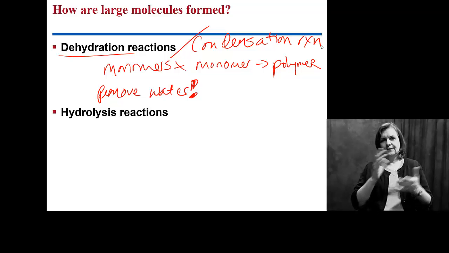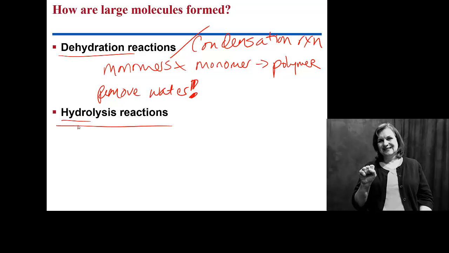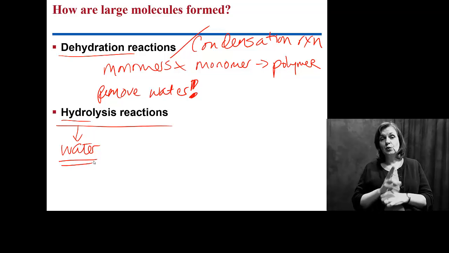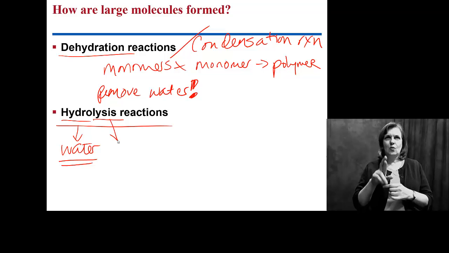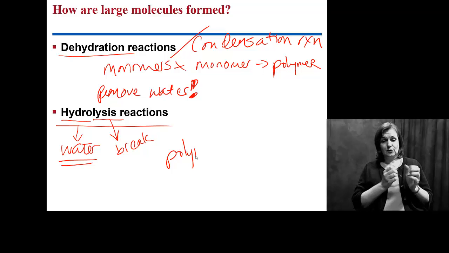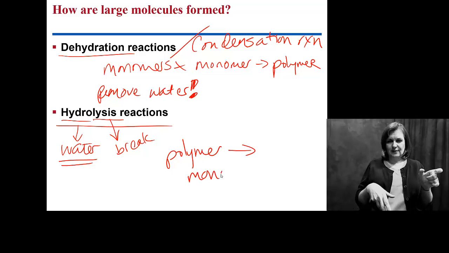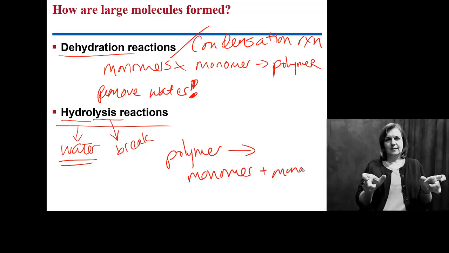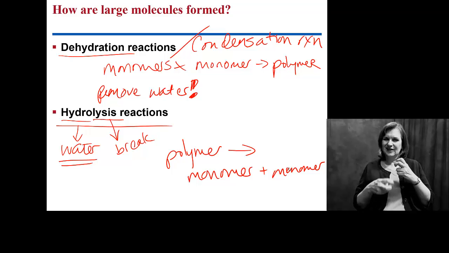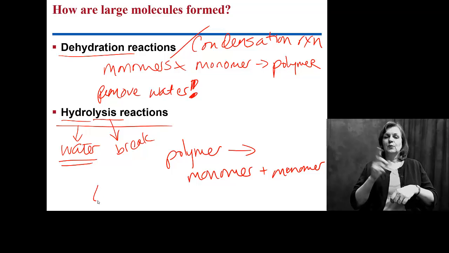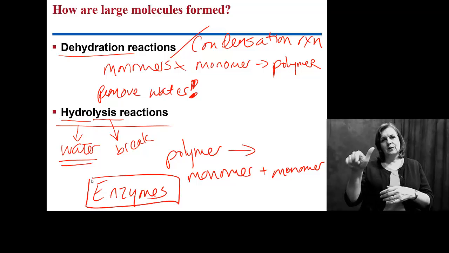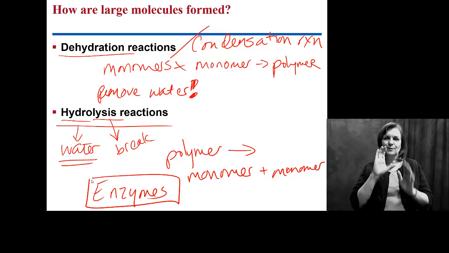You're removing water. Hydrolysis reactions, hydro is what? Water. So we're actually going to use water to lyse or break a polymer. So a hydrolysis reaction takes a polymer and turns it into a monomer plus a monomer. So it's breaking things down. We will see that these reactions are typically very difficult to perform, and in most cases we're going to have to use enzymes to do this. We will talk about this in much more detail later on.